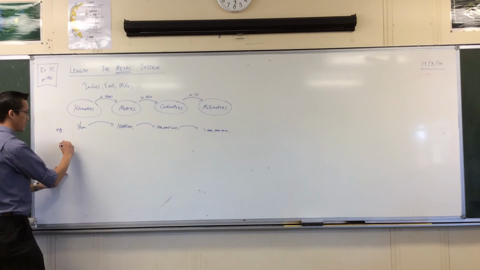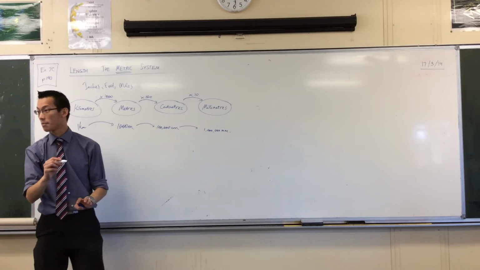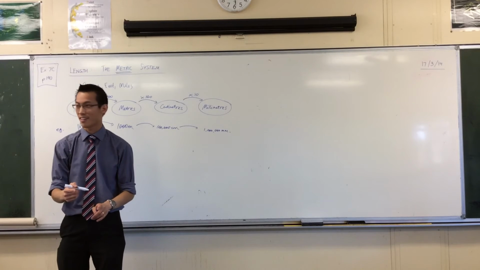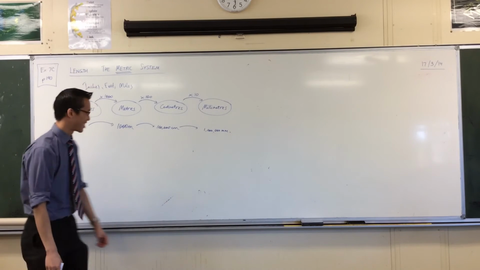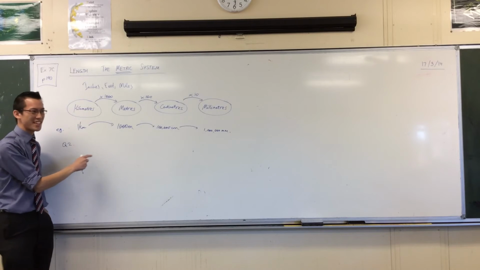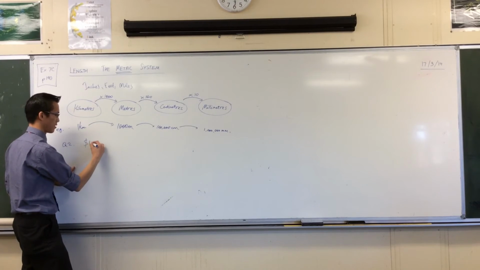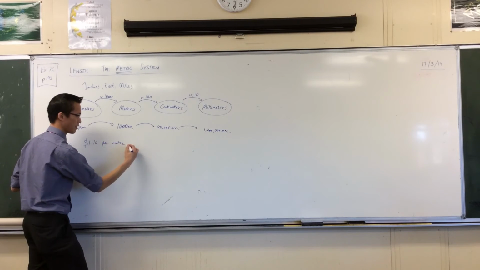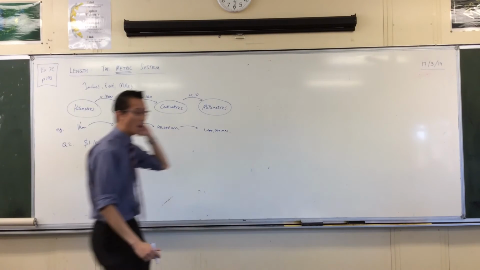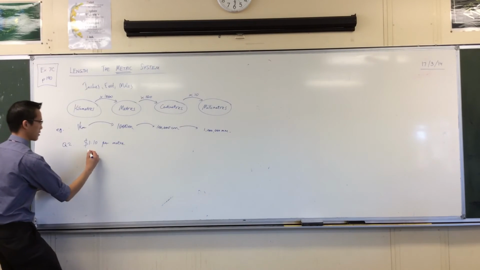This is question 2. Question 2 says, $1.10 per meter, was it? Is that what it says? Oh, yeah. $1.10 per meter. And then they say, how much will it cost for 350 centimeters?